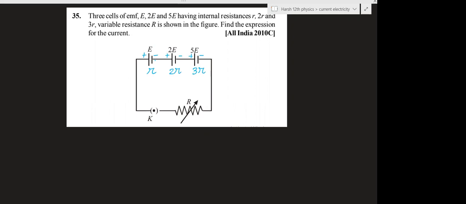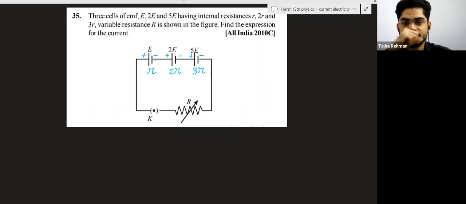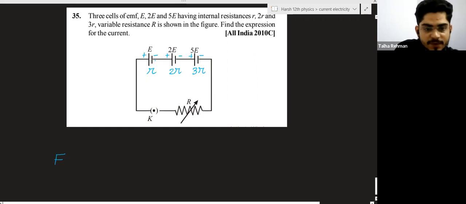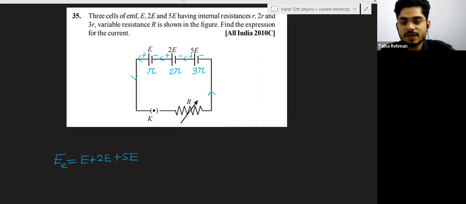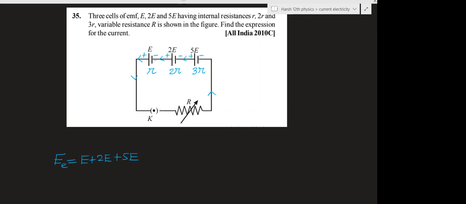So all cells are connected in series, meaning the negative of one cell is connected to the positive of the next. So how will you calculate the equivalent EMF? You will just add all the EMFs: E plus 2E plus 5E. This time if you take the direction of current like this, in all the cells the direction of current will be the same. So for all the cells you will take either positive or negative. Okay.